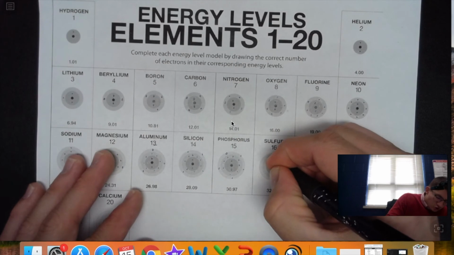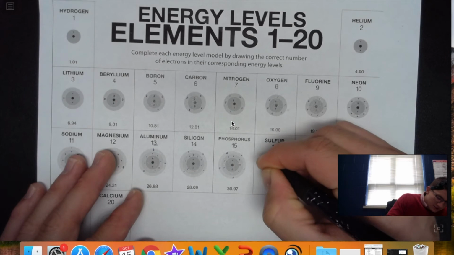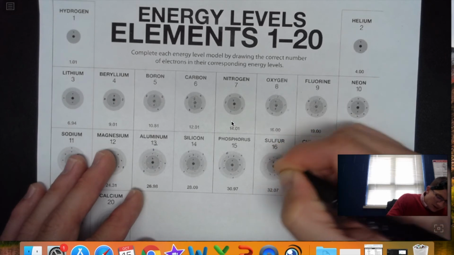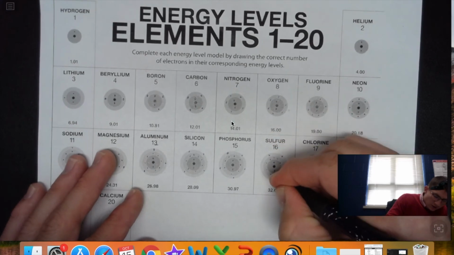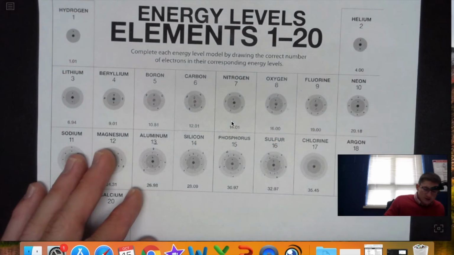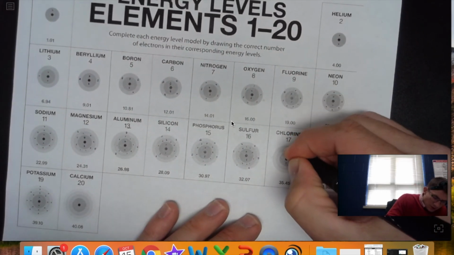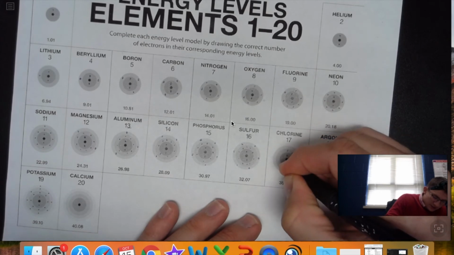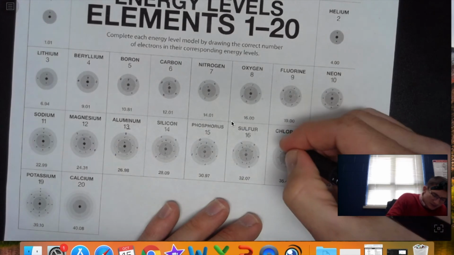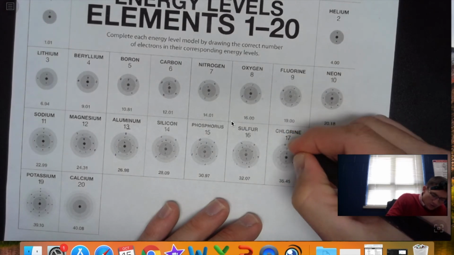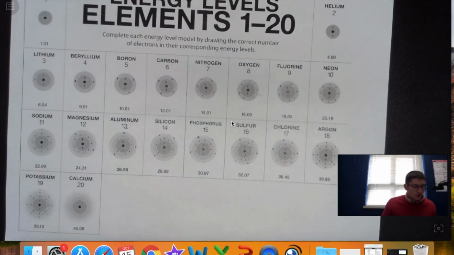Sulfur has 16, so there's 2 in the innermost, 8 in the second one, a total of 10, and there's 6 left over. Chlorine has 17. There's 8 in that second level, and now there's 17 total, so I have 7 left over, 7 in that outermost energy level.